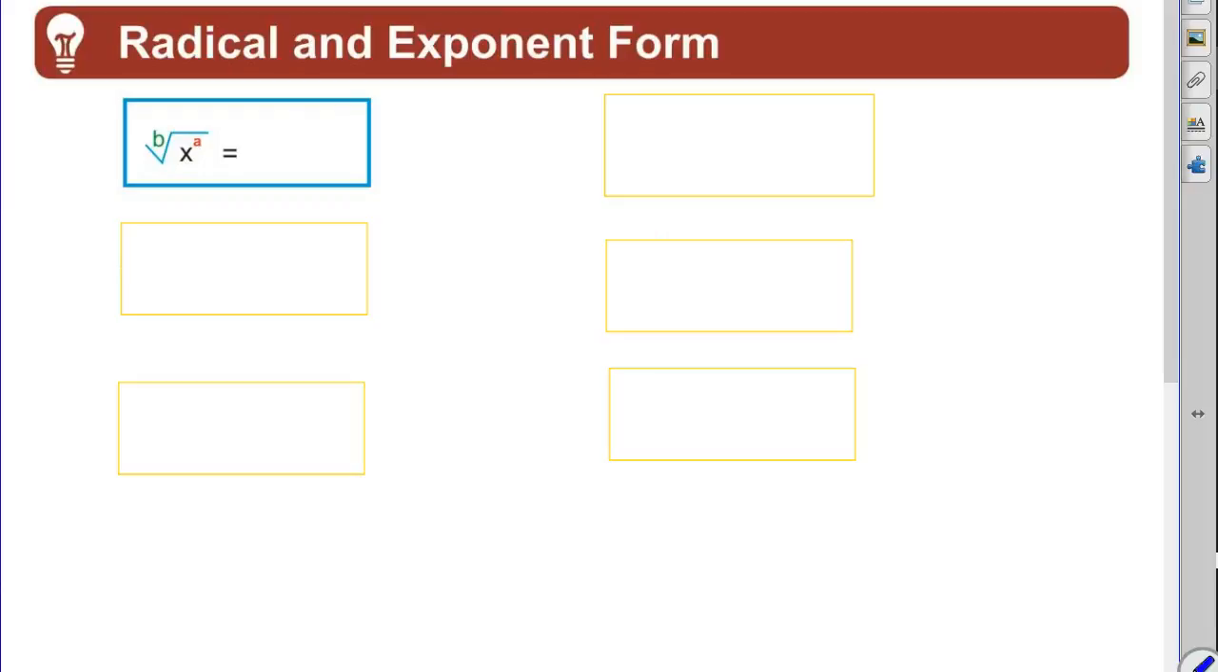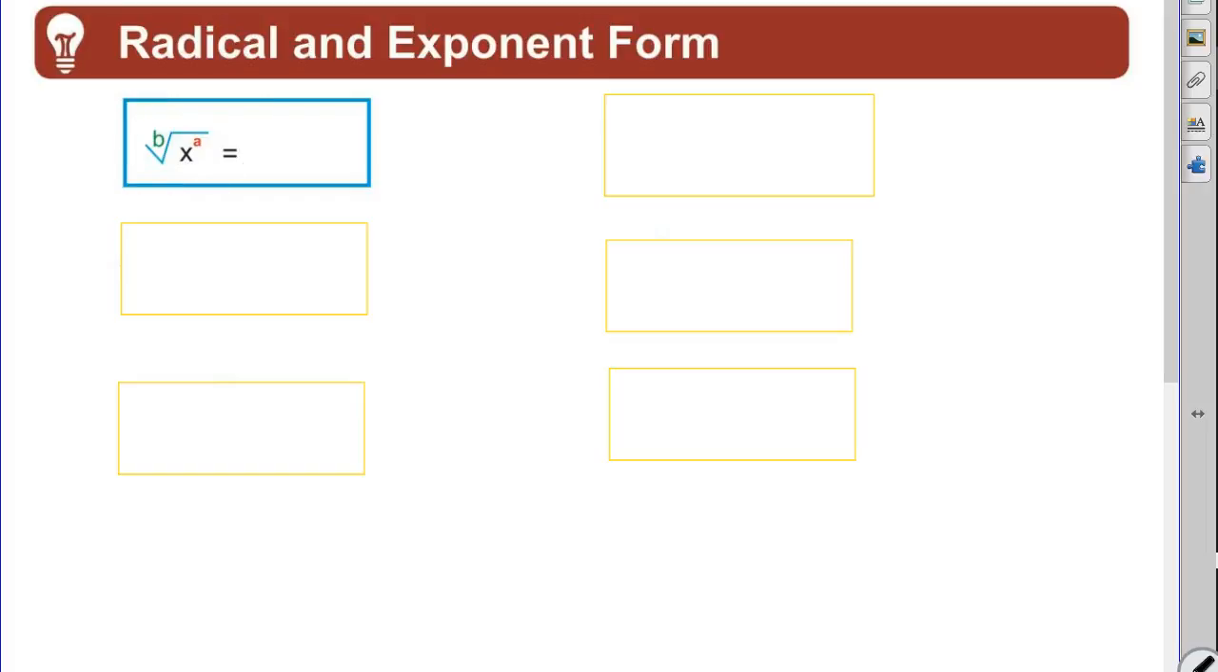All right, so you found the quick review, and we're going to do radical and exponent form. So you need to be able to convert between radical form to exponent form and vice versa. So we've got an example right here. You've got the b root of x to the a.